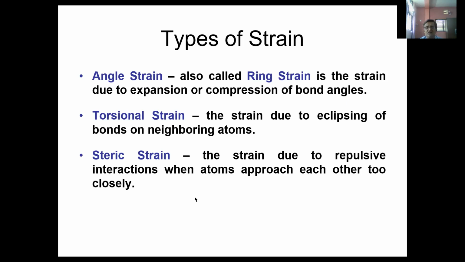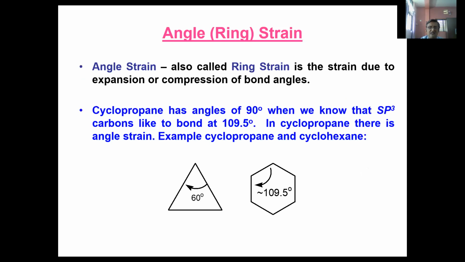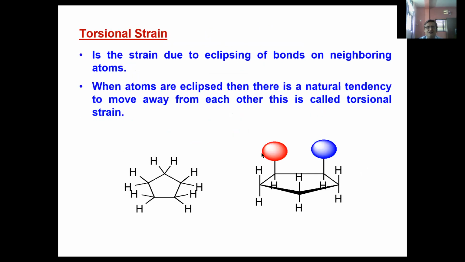So there is strain due to repulsive interactions when atoms approach each other. Just you can see in a diagrammatic form. So angle strain, already I have told you, is when it gets deviated from the normal tetrahedral angle. Okay. Two bulkier groups are very near to each other, they are going to eclipse their bonds.